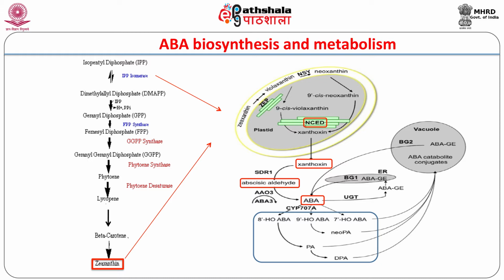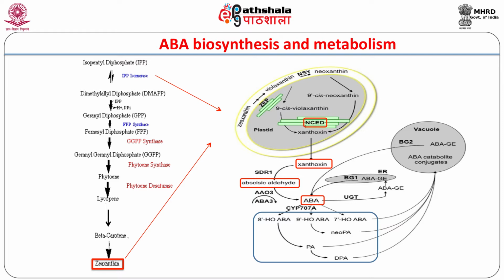Zeaxanthin is converted to violaxanthin by the enzyme zeaxanthin epoxidase, ZEP. Violaxanthin is then cleaved to form the 15-carbon compound xanthoxin by the enzyme epoxycarotenoid dioxygenase or NCED. This is the first committed step in ABA biosynthesis. Xanthoxin is transported out from the plastids into the cytosol, where it is converted to abscisic aldehyde and then abscisic acid. Mutants defective in ABA synthesis have proved to be very useful in identifying many of the steps in ABA biosynthesis.